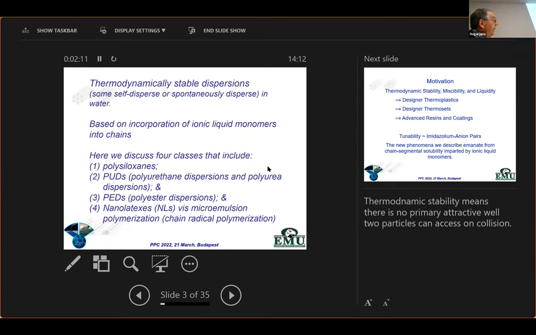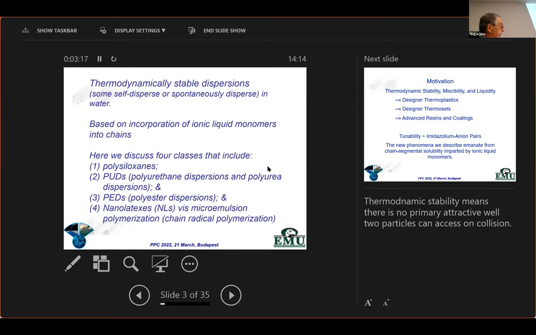The other key thing about this presentation is that my work in this area over the past 20 years is founded on incorporation of ionic liquid monomers into the polymeric objects and structures. Whether it's the stabilizers that I'm going to describe or the dispersions made with these stabilizers, the ionic liquids incorporated as monomers or chain terminators are fundamentally responsible for their stability and some other aspects that I will share. So I will first describe some examples from the area of polysiloxanes, and then polyurethanes. I'll just talk about polyurethanes, but this includes also polyureas.